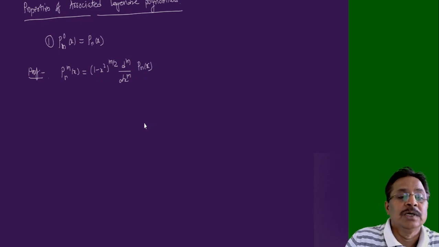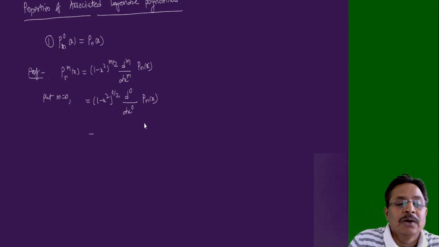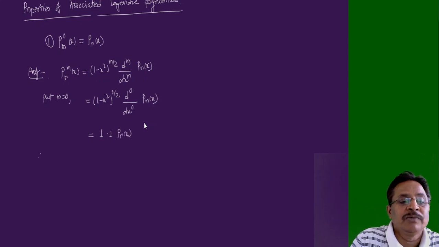Now I just want m equal to 0, so put m equal to 0, and we'll get 1 minus x square raised to 0 upon 2, into d raised to 0 upon dx raised to 0, into Pn of x. Now here 1 minus x square raised to 0 is simply 1, and d raised to 0 upon dx raised to 0 is also going to be 1, and therefore simply Pn of x remains, and that is what we will get.